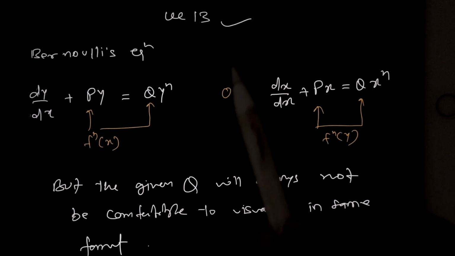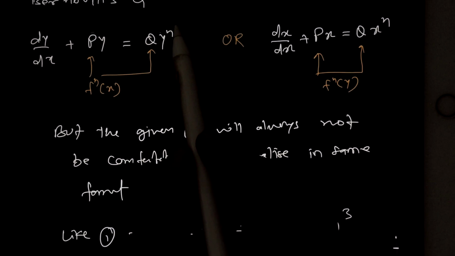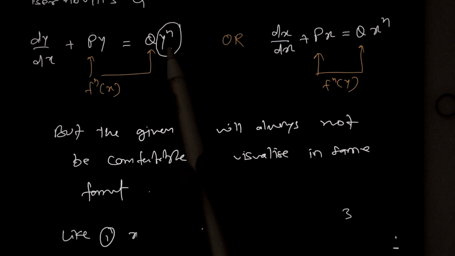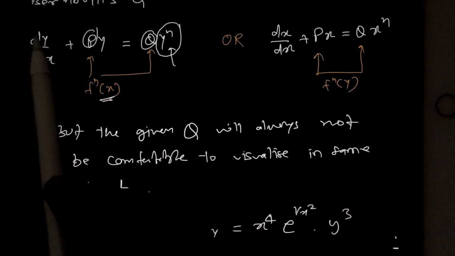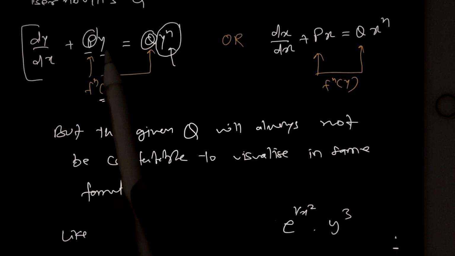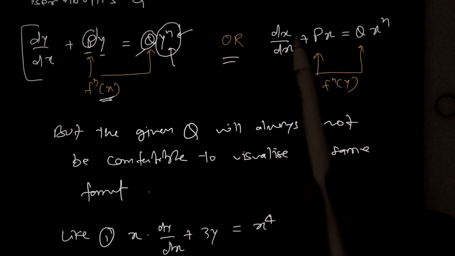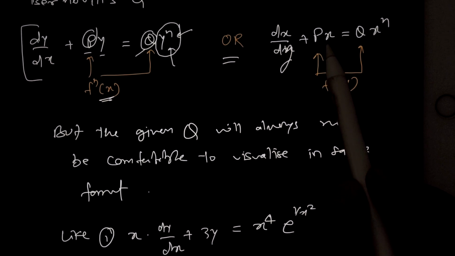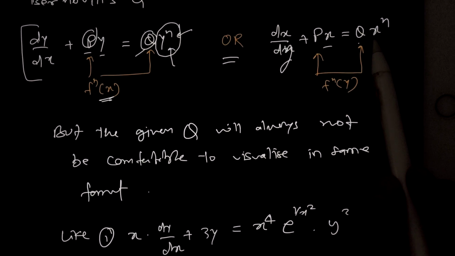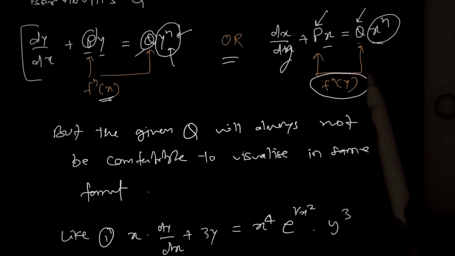So guys, in lecture 13 we will solve the Bernoulli equation, and the introduction is very simple. Here y to the power n will be extra, and P and Q will be functions of x. So the format is dy/dx + Py = Q y^n, or you can have the variable the opposite way, dx/dy + Px = Q x^n. So here this P and this Q will be functions of y.